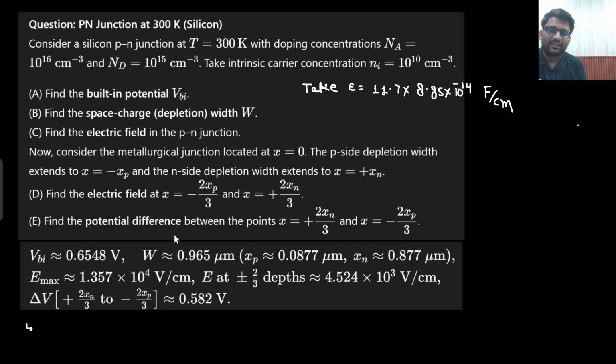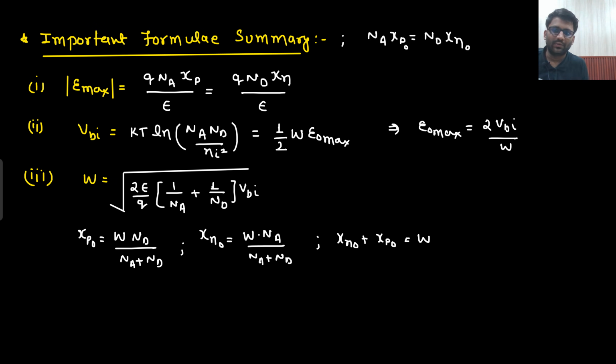So what is the formula of built-in potential? I directly remember kT ln(NaNd/ni²). What I would check first is the temperature. 300 Kelvin is given, so I don't need to care about this kT value. It would be kT by Q. So here also kT by Q.